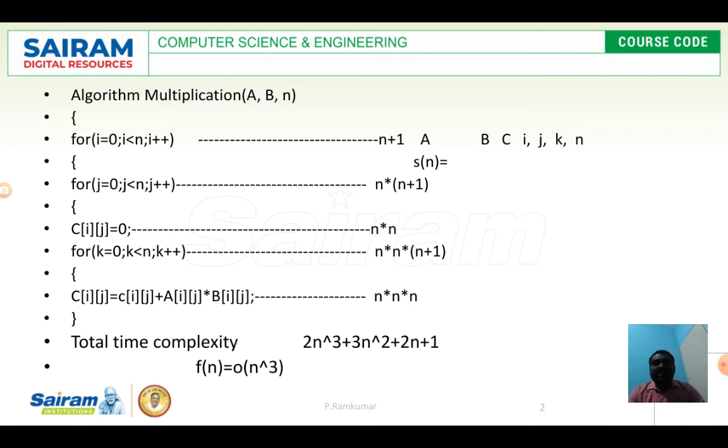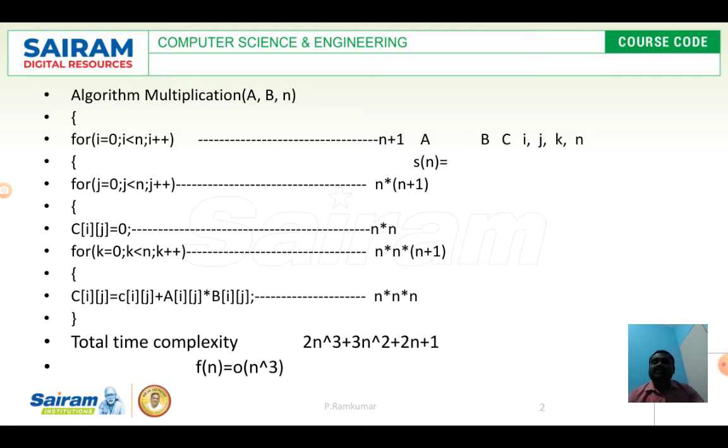For this function, I am going to identify the time complexity. F of n is equal to big O of n cube, because in this polynomial the cubic term is the maximum one. So I am going to consider big O of n cube.